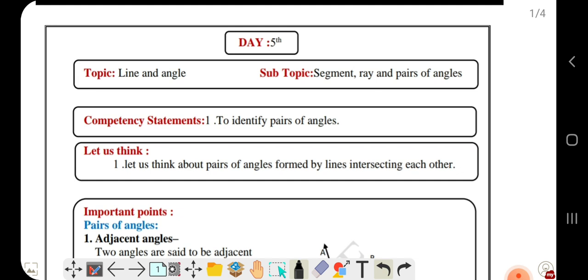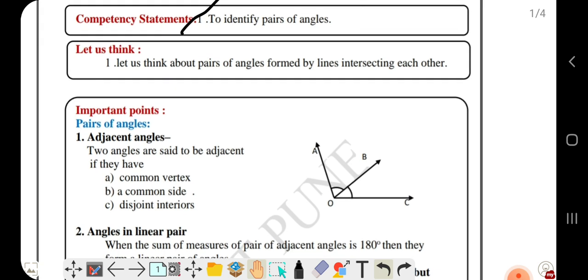Today the concepts that we are going to learn are line and angle. We can see the concepts here, line and angle. The competency statement is to identify pairs of angles. We have to find out the pairs of angles here.